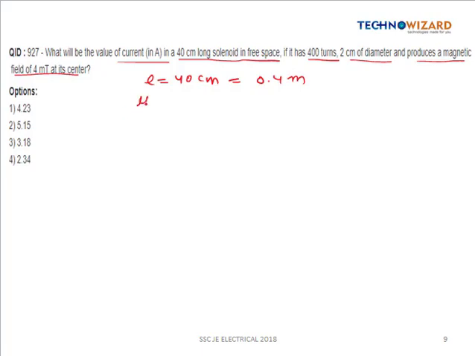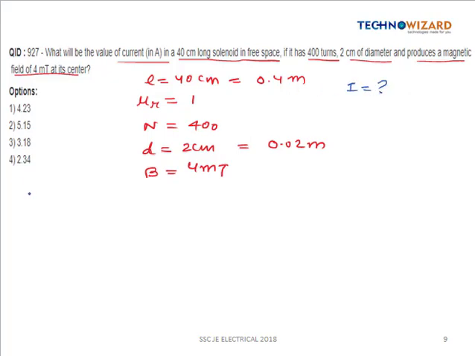In case of free space, the relative permeability is 1, number of turns is 400, and the diameter is given, which is 2 centimeter, so this will be equal to 0.02 meter. Also it is producing a magnetic field, it means B value is given, which is equal to 4 millitesla. So now we have to find out the current.